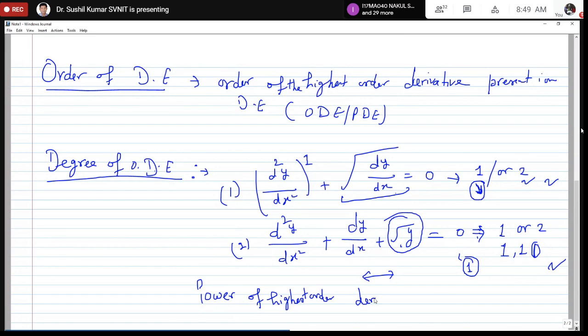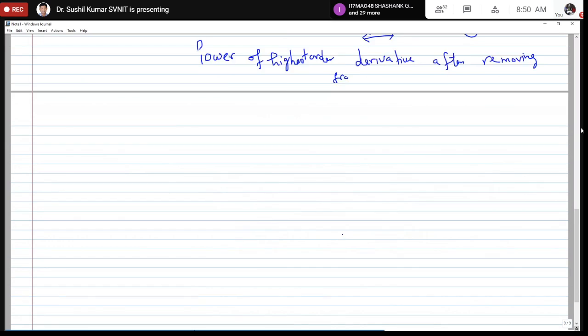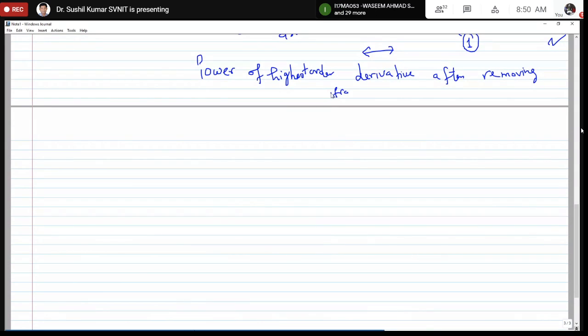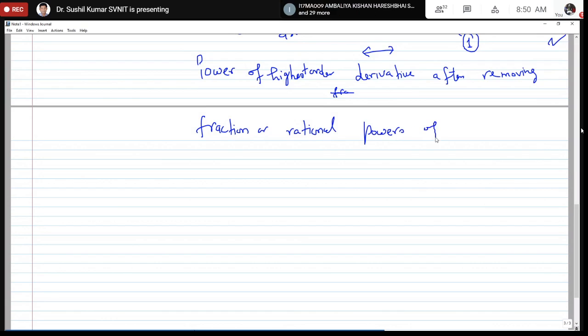Order derivative. After removing fractional or rational powers of derivative terms only. Okay, so we have to consider fractional powers of derivative terms only.